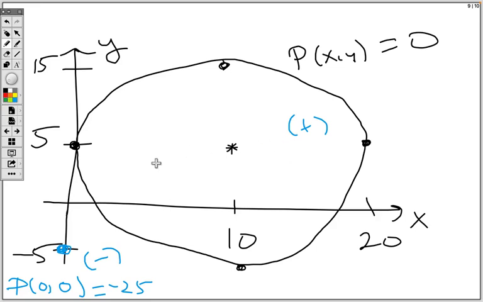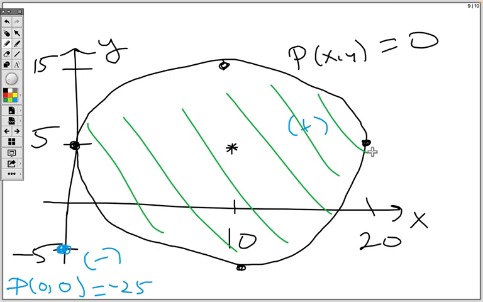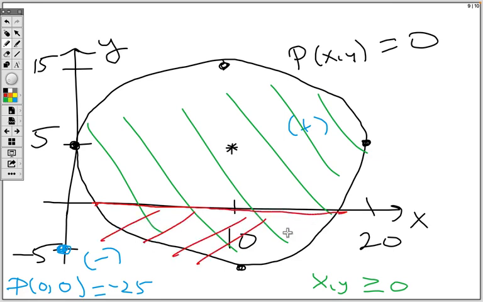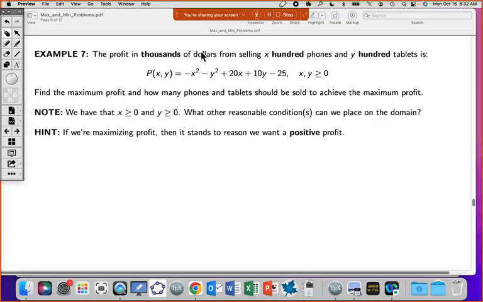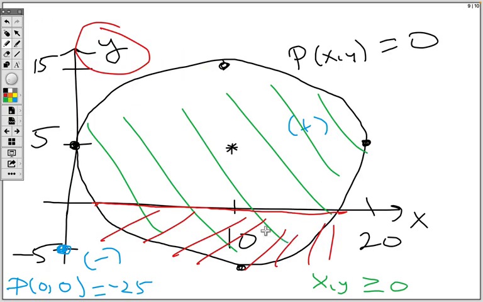So as far as positive profit's concerned, we only care what's happening inside this circle. And as far as looking at realistic situations here, once again, the X and the Y should be positive. So we're just looking here in quadrant 1. I'm not going to bother looking at anything below here. This stuff doesn't matter because you'd be trying to sell a negative number of, what is that, tablets? Is the Y the tablets? Yeah. You can't sell a negative number of tablets, so nothing down there makes sense.